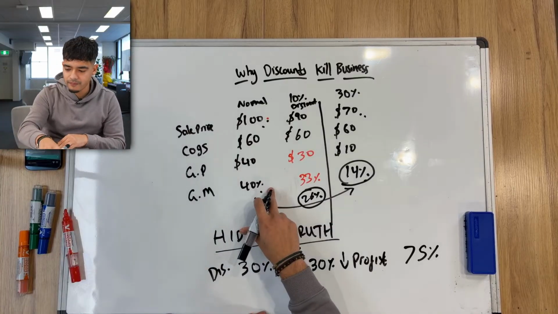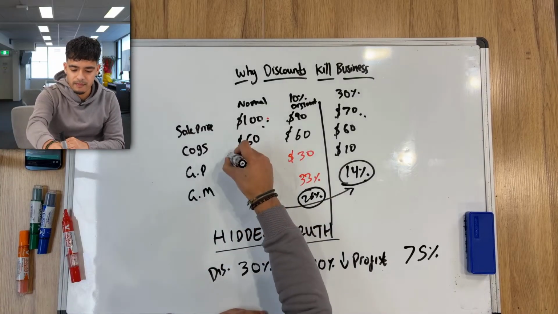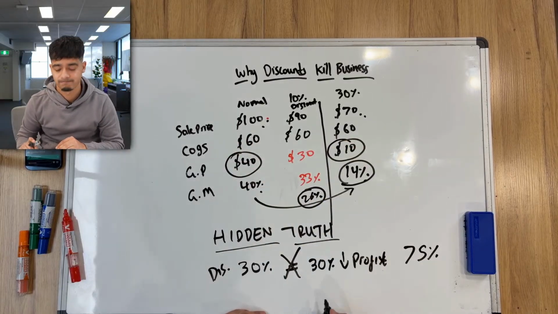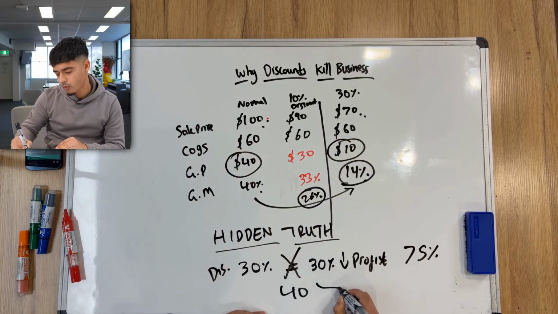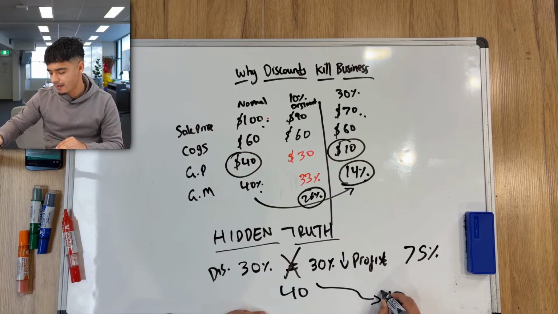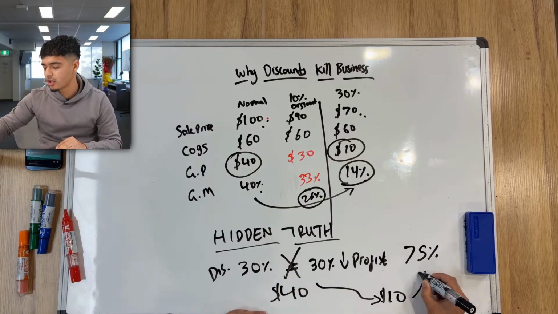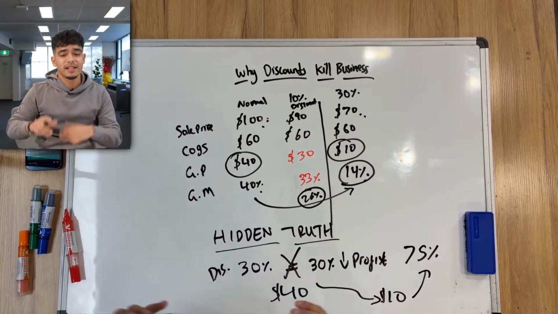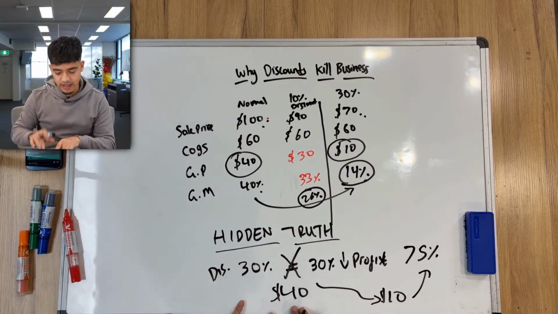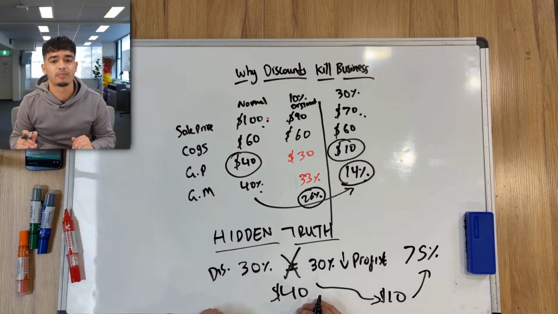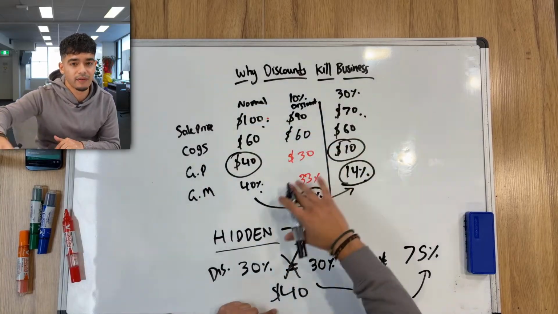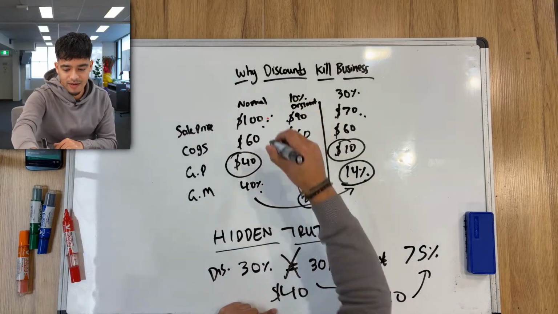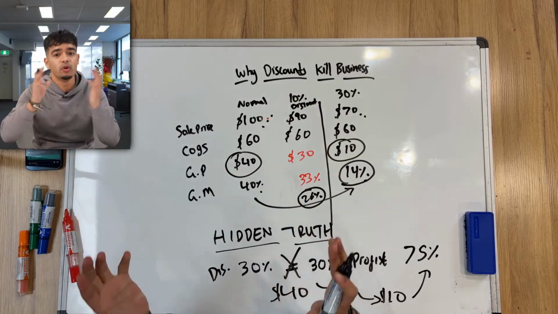Your profit has actually gone from $40 all the way down to $10. That's a reduction of 75% to your profit margins. So previously, let's say your business only wanted to generate $200 in profit a day. That means you would need to do 5 of these jobs to generate $200 in profit, right? $500 in revenue, $200 in profit at normal pricing.